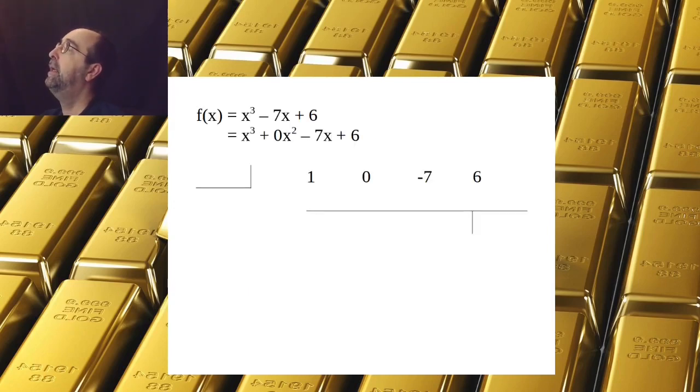We can see here that in this process, we can take the coefficients from x cubed plus 0x squared minus 7x plus 6 and write them on the first line.